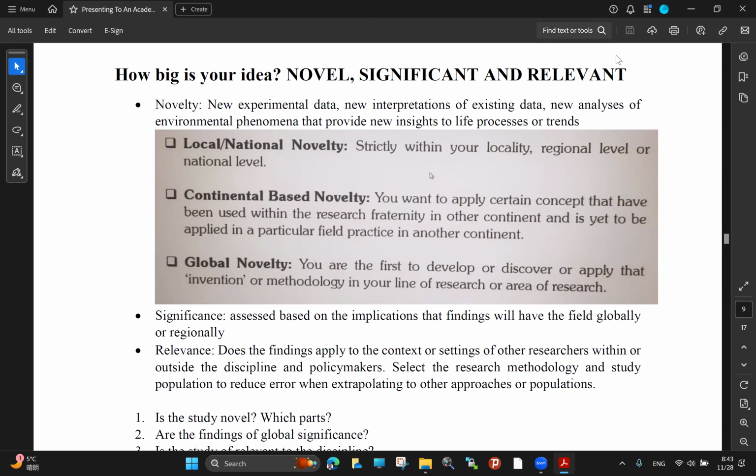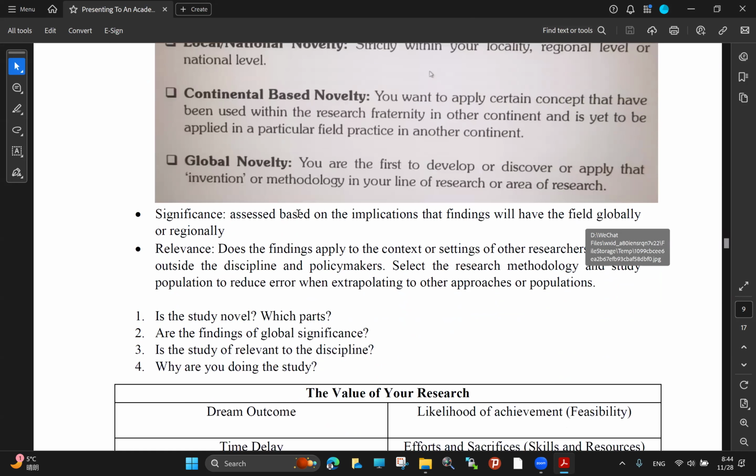So even your research does the same. Is the study novel, and which parts? Not the entire study. Maybe somebody has done something you are leveraging upon, so a part of your work may not be novel. Does it have global significance? Is the study relevant to other disciplines or to your discipline?